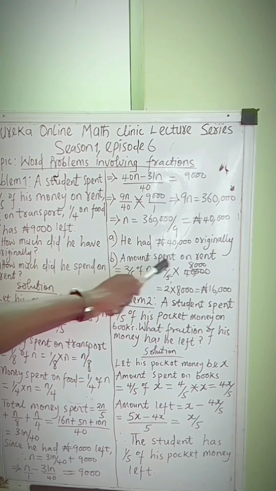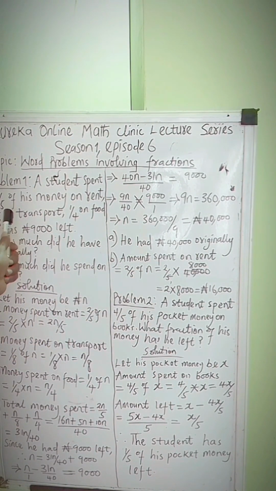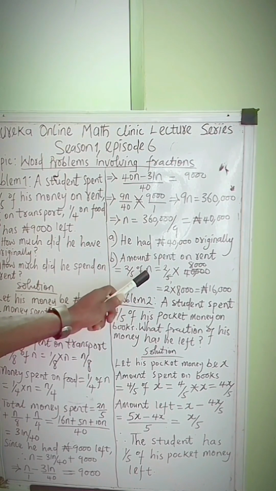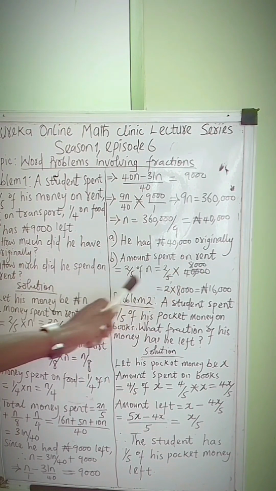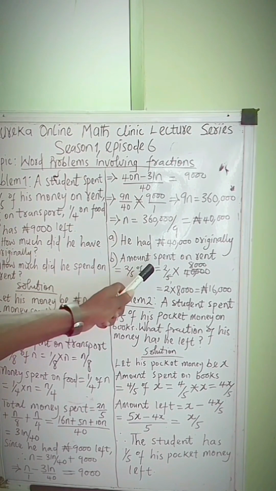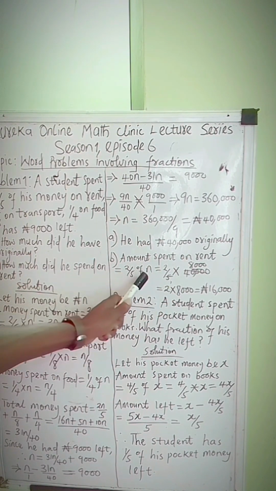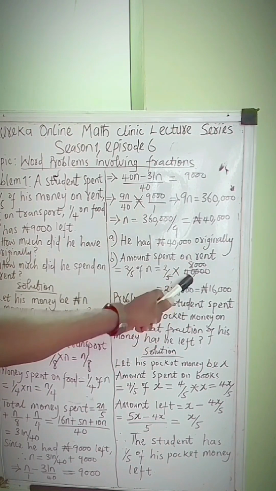Then B, amount spent on rent. They said he spent 2 over 5 of his money on rent. And now we have found the money he had originally, we have found it to be 40,000. So amount spent on rent now becomes 2 over 5 of n, which will give us 2 over 5 times 40,000. Of changes to multiplication. And n, we have found to be 40,000. So we put it here.